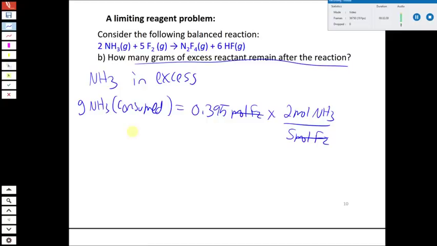And then if we want to convert that to the amount in grams, we use the molar mass of NH3, which was given to us earlier as 17. So there's 17 grams of NH3 in 1 mole. All right? So this allows us to figure out if all of our limiting reactant F2 reacts with NH3, how much NH3 is that actually going to be? And that comes out to 2.69 grams.